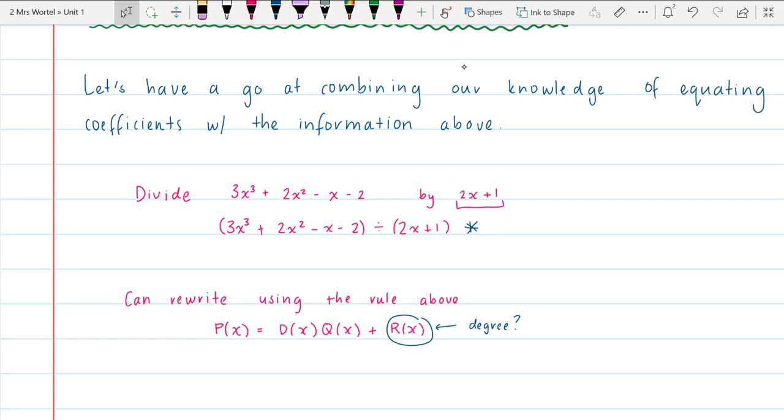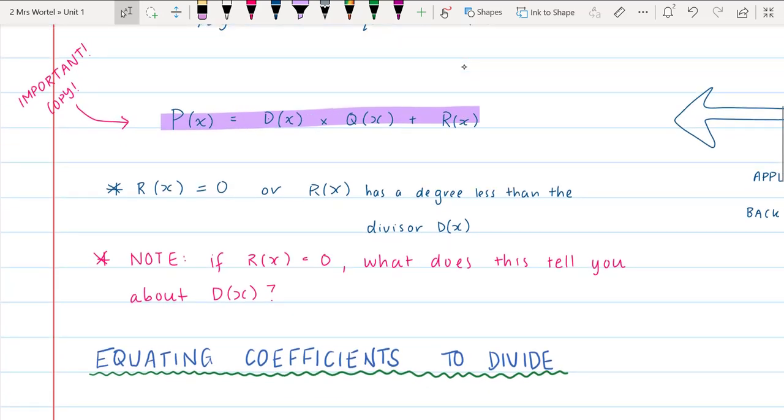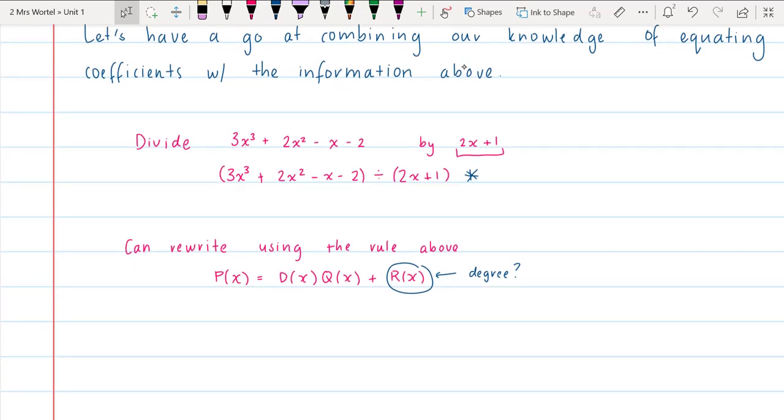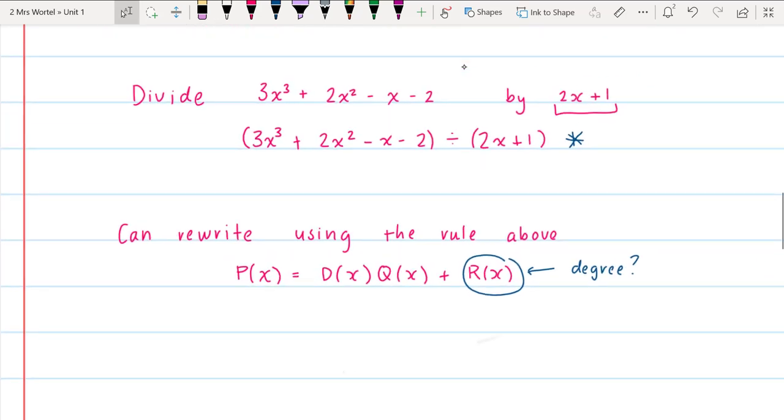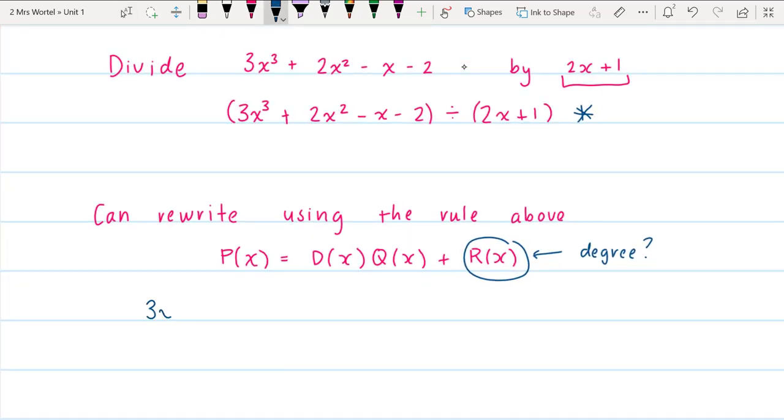But we also know when we're dividing a polynomial by a divisor, another polynomial, we have this identity we can use. We know that p of x is equal to d of x times q of x plus r of x. So I'm going to rewrite that identity that we worked out for ourselves. Now I'm going to substitute my actual polynomials into that and work out the bits that I don't know. So I know that my original polynomial p of x is 3x cubed plus 2x squared minus x minus 2. And I know that because the question gave it to me.